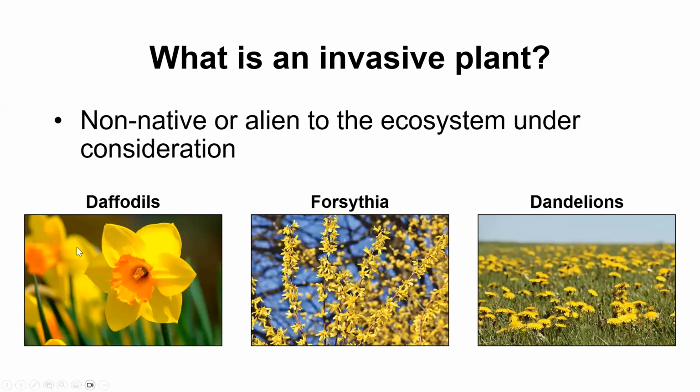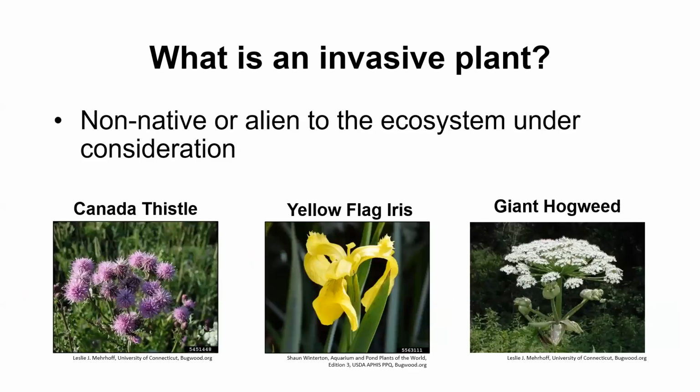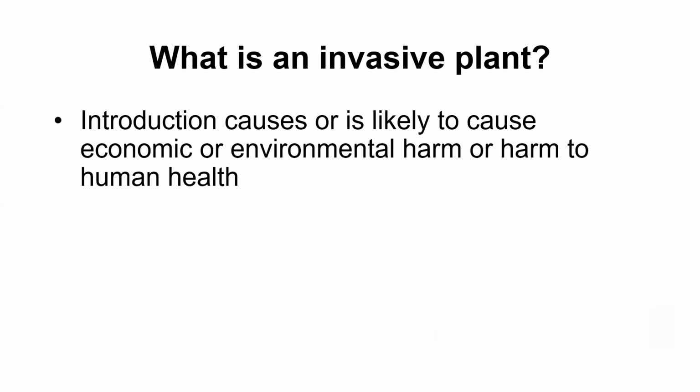So let's look at these few. These are daffodils, forsythia, dandelions, very common plants. They are non-native, but are they invasive? Let's look at the next slide. These also are non-native. Canada thistle, yellow flag iris, giant hogweed. These are invasive. What is the difference between the two groups?